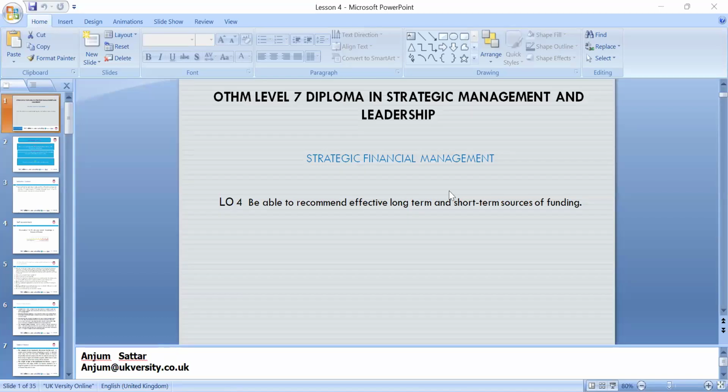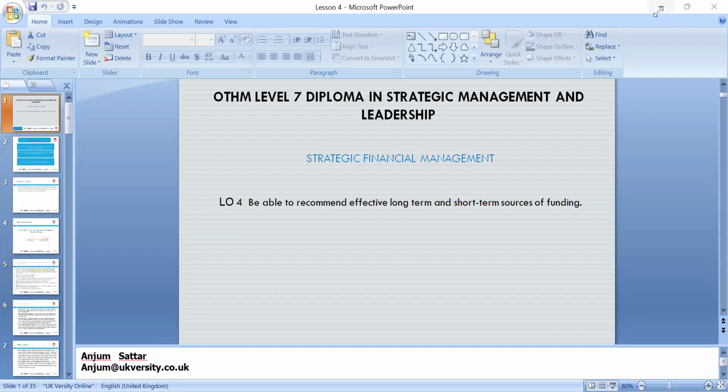Today's lesson key focus will be our LO4. Please, can we look at what we learned during our last 3 lessons? During our last 3 lessons, we discussed what a budget is and budgetary control. We had a discussion about types of budget. We discussed financial statements. We discussed financial ratios.